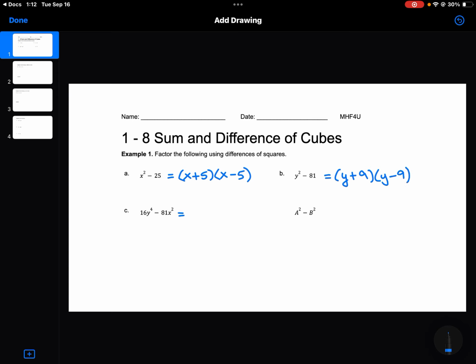A little bit trickier on the next one because I've got a more complicated square root to take. So I've got 4y squared minus 9x, since the square root of 81 is 9, and then 4y squared plus 9x. Can't factor any further because the x is not a perfect square. The last one, this is just in general, a plus b and a minus b, which is what I said earlier in the video.